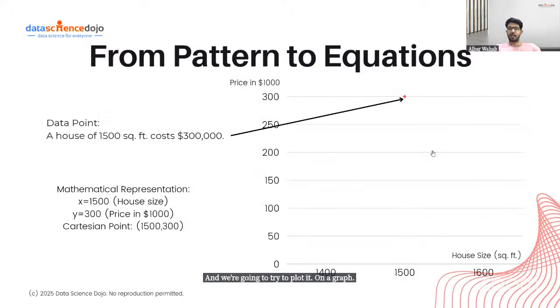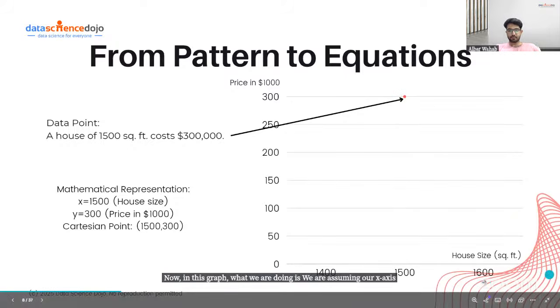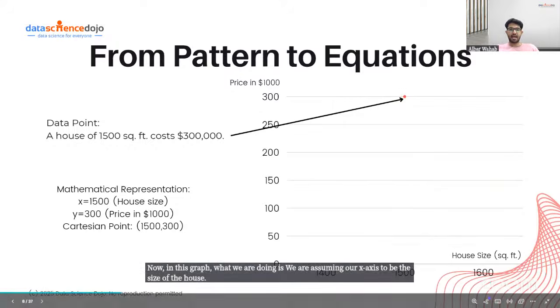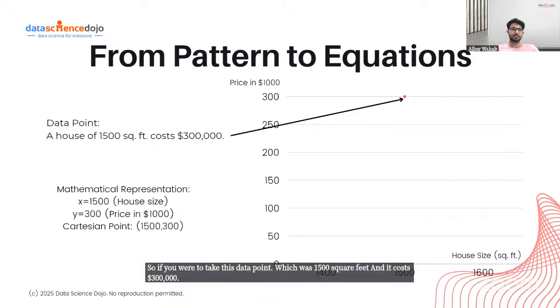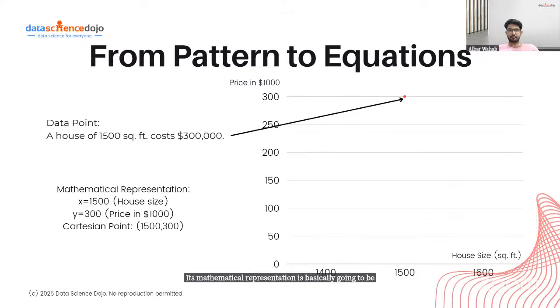Now, in this graph, we are assuming our x-axis to be the size of the house and our y-axis is the price of the house in $1,000. So if you were to take this data point, which was 1,500 square feet, and it cost $300,000, its mathematical representation is basically going to be x is 1,500 and y is going to be 300, which is basically $300,000.